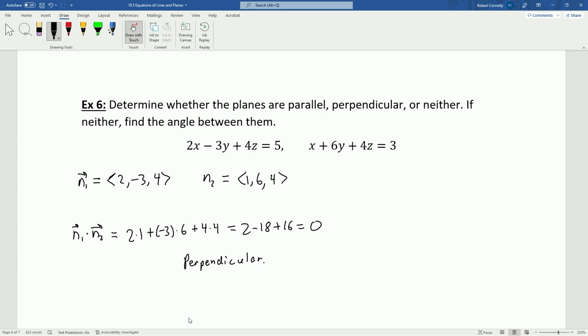Now, if that had not been 0, I would have checked the cross product. And then if that had not been 0, I would have been able to say, hey, these are neither. And then you can calculate the angle between them with either of your theorems about the dot product or the cross product.